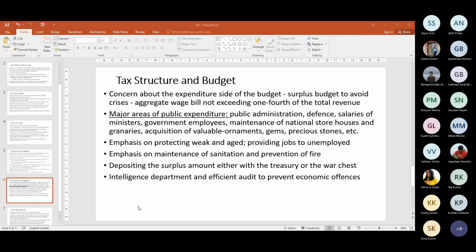The other aspect is basically a high rate of tax on harmful goods and services. Again, that is another common point. Third, basically the policy of import substitution, what we have seen even in the Indian context for long. Arthashastra also talked about a high rate of tax on imported luxurious goods so that domestic production is encouraged.